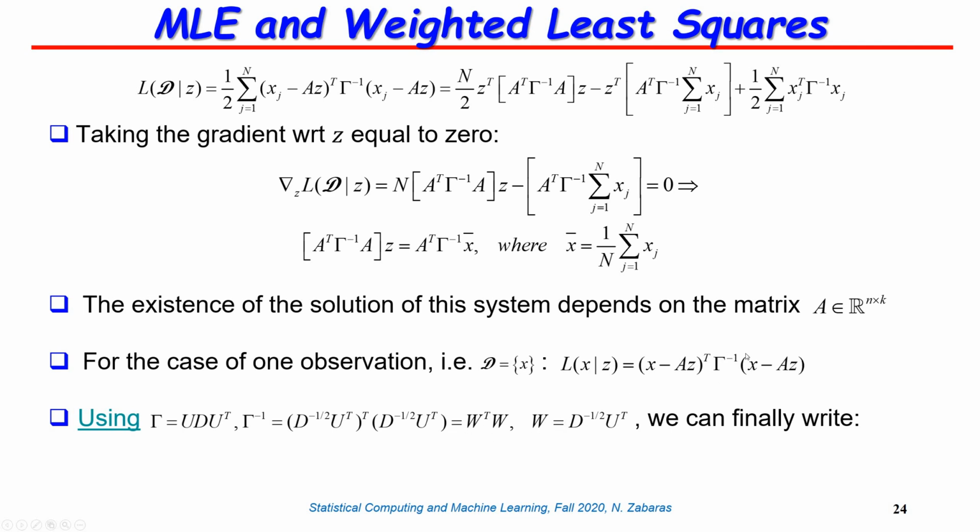So if you take this expression for gamma inverse, W transpose W, and substitute it in the negative log likelihood, the negative log likelihood becomes this nice quadratic form. Immediately you recognize that if W was not there, minimizing this L2 norm of Az minus x squared is a least squares problem, and minimizing the weighted norm, the L2 norm of W times (Az minus x), is what I call a weighted least squares problem.